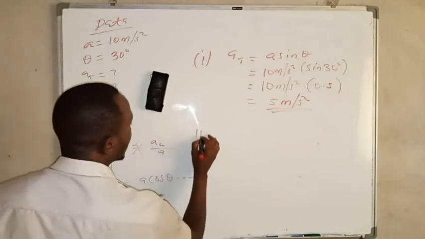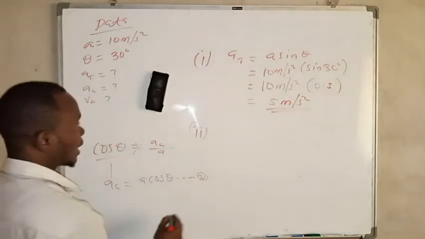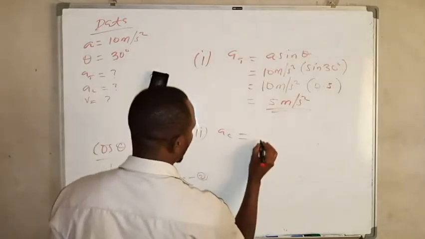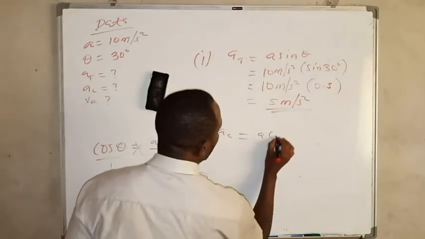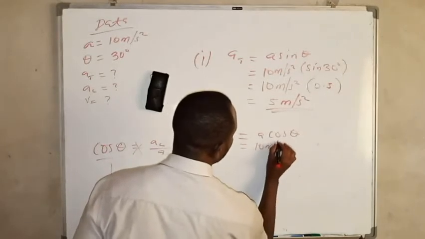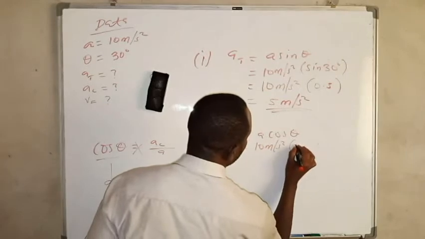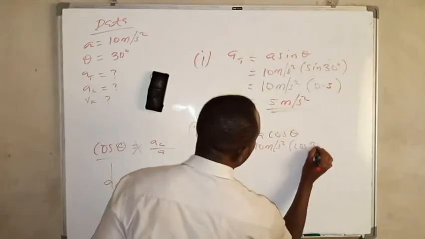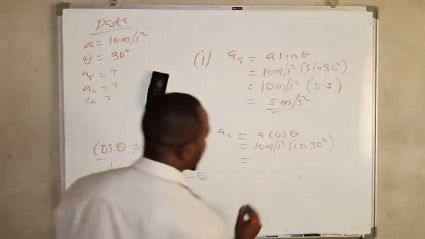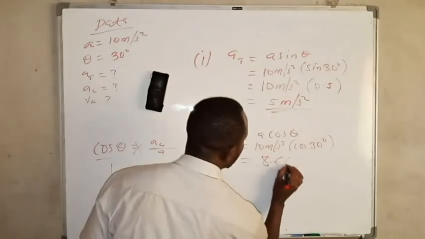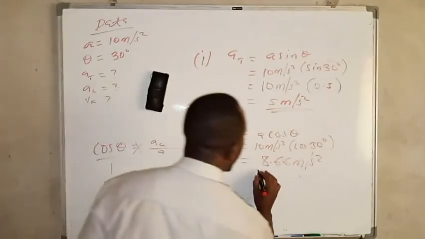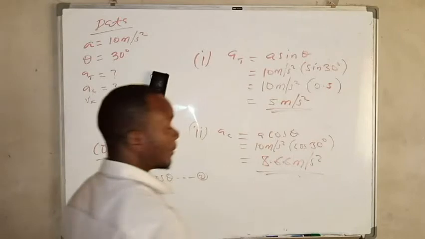For the second one, we make use of the second expression. The centripetal acceleration is equal to A cos theta, where the value of A is 10 meters per second squared, times the cosine of 30. This gives us 8.66 meters per second squared. So this is the value for the centripetal acceleration.